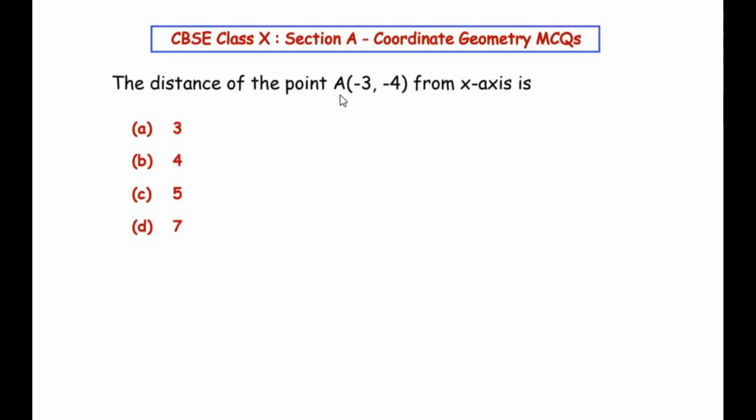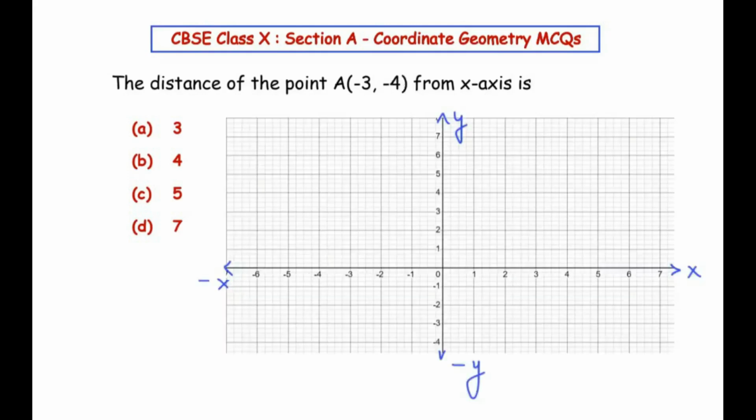The distance of the point A, -3, -4 from x-axis is. Now remember that if they have asked you the distance of a point from the x-axis, we have to always look at the y-coordinate. So let us try to understand this by using a graph. So here this graph has x-axis, y-axis and an origin, and let us plot this point A. Here the x-coordinate is -3 and y-coordinate is -4. So -3 and -4 are over here. So the point A is going to be over here.